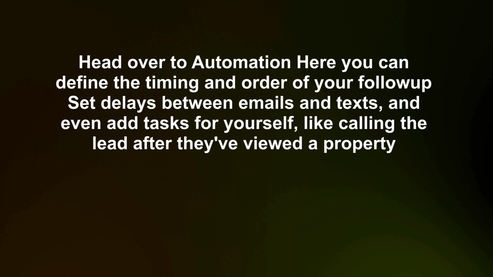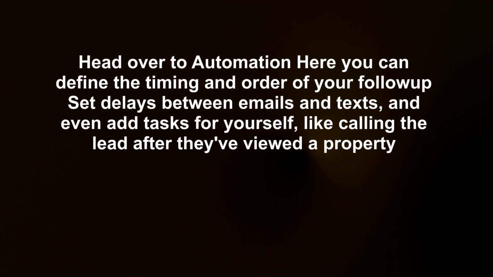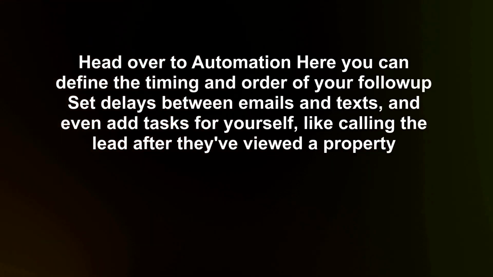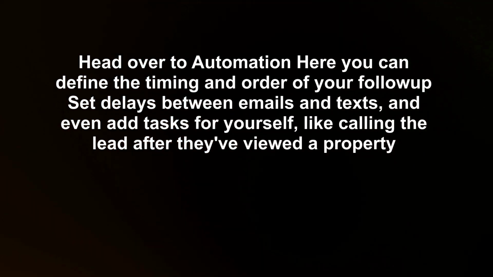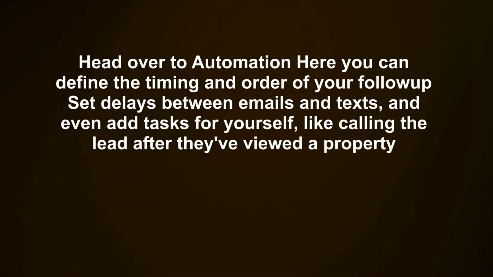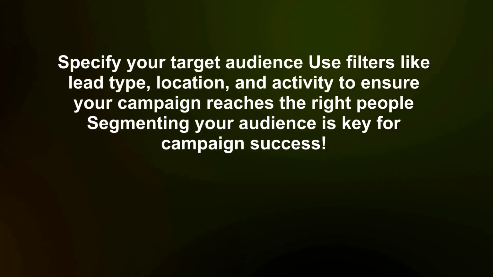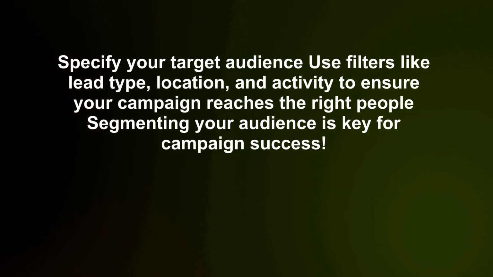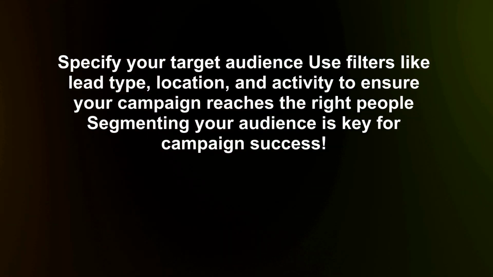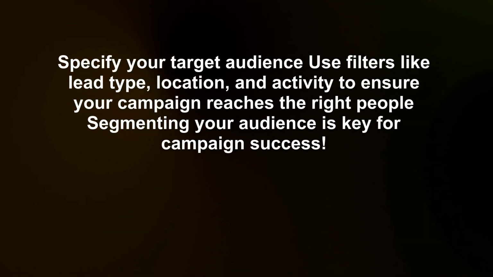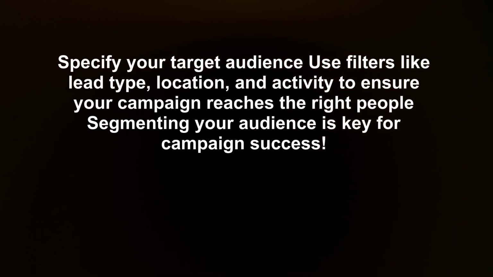Head over to automation. Here you can define the timing and order of your follow-up, set delays between emails and texts, and even add tasks for yourself, like calling the lead after they've viewed a property. Specify your target audience. Use filters like lead type, location, and activity to ensure your campaign reaches the right people. Segmenting your audience is key for campaign success.